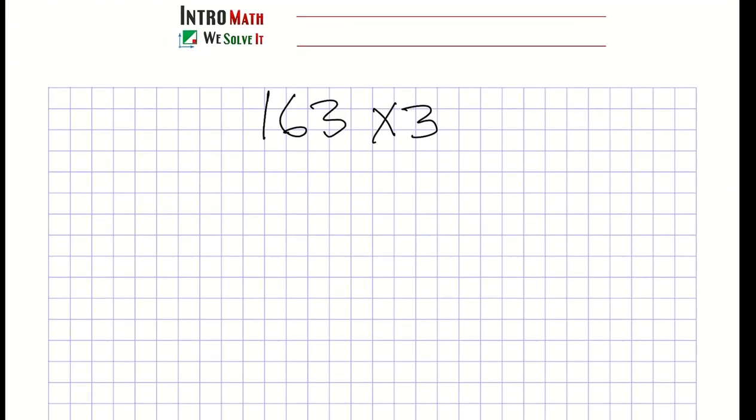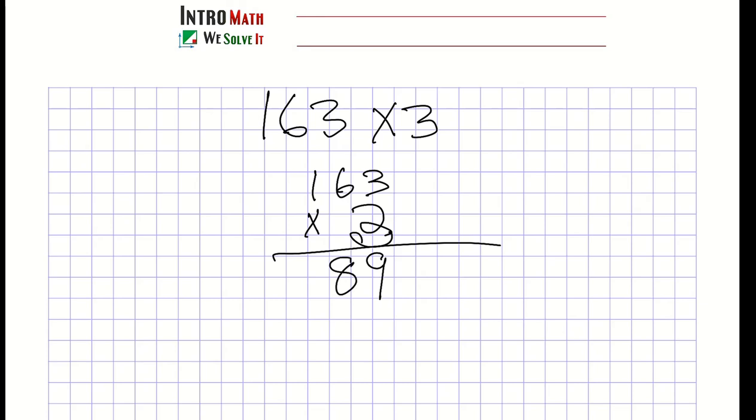163 times 3. You line it up like that. Okay? And then you do 3 times 3 is 9. Right? 3 times 6 is 18. You write 8 down, carry 1. Right? Put 1 up there like that. 3 times 1 is 3 plus 1 is 4. And that's your answer right there. You're done. Okay? So just pay attention to what you're doing. Follow each step clearly, and then you won't make any mistake. Okay? So let's go to the next problem.